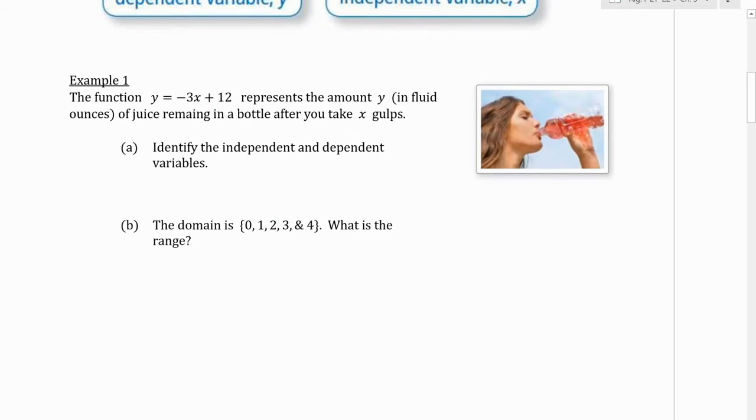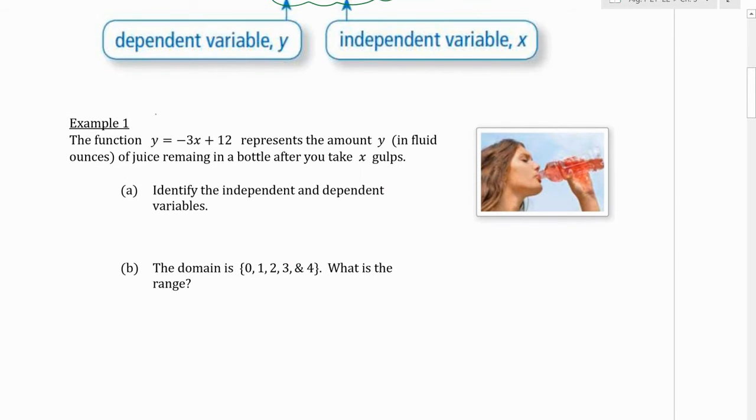So here's this one. It says y equals negative 3x plus 12 represents the amount y in fluid ounces of juice remaining in the bottle after you take x gulps. It says identify the independent and dependent variables. Well, y is a function of x. So x is the independent variable. The dependent variable is the y.